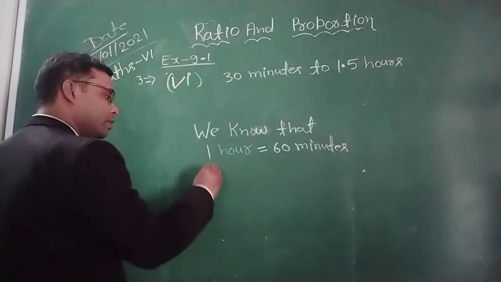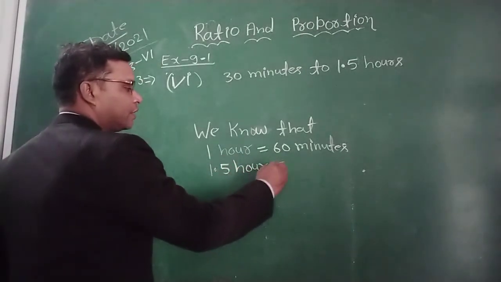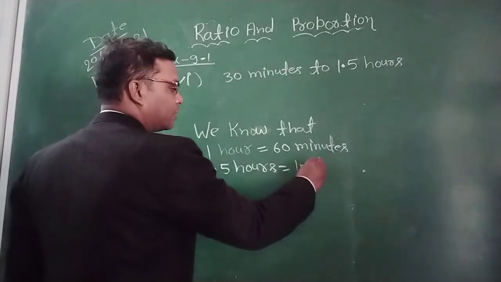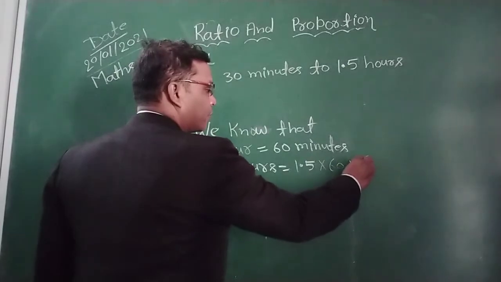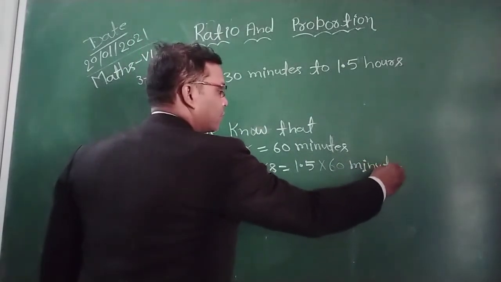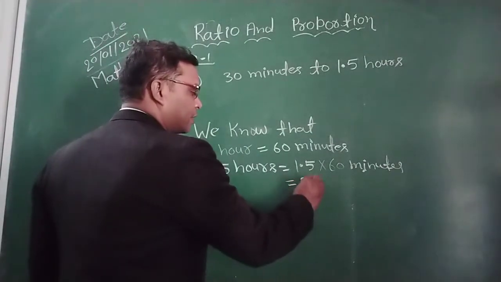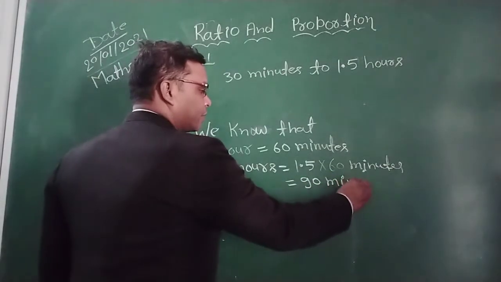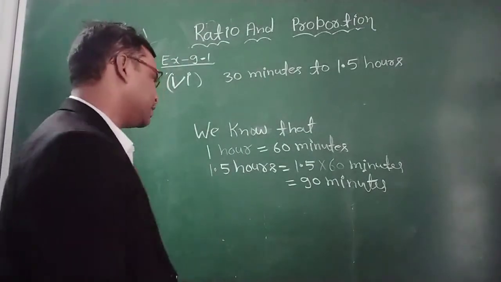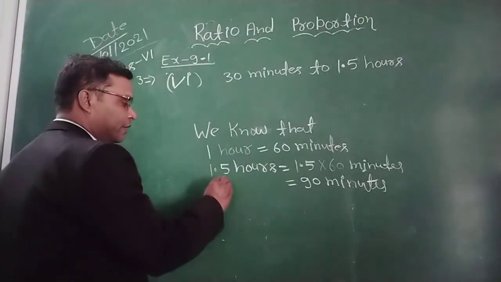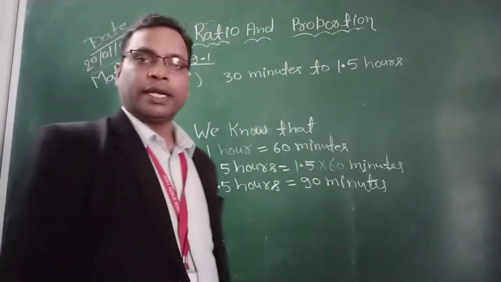Okay, but we have 1.5 hours. 1.5 hours is equal to 1.5 into 60 minutes. Okay, when you multiply this, then you get 90 minutes. Clear? So in this way you can see the 1.5 hours is equal to 90 minutes.